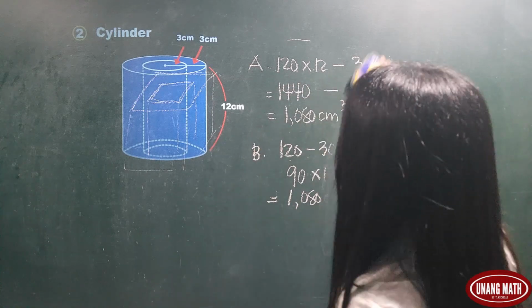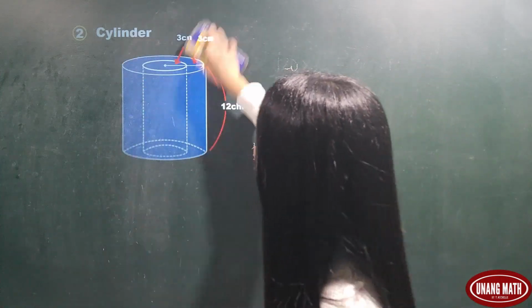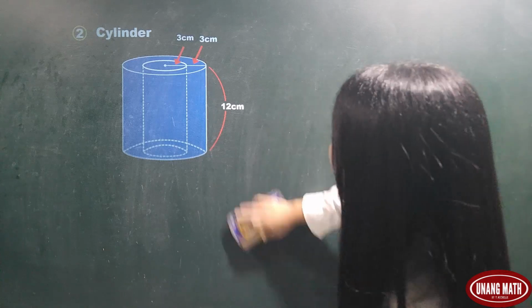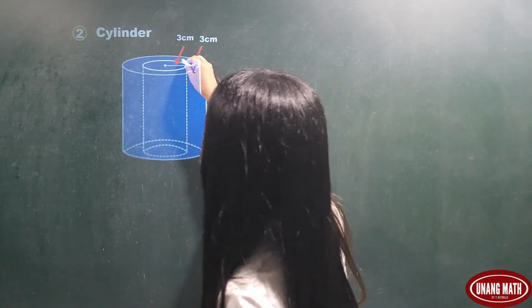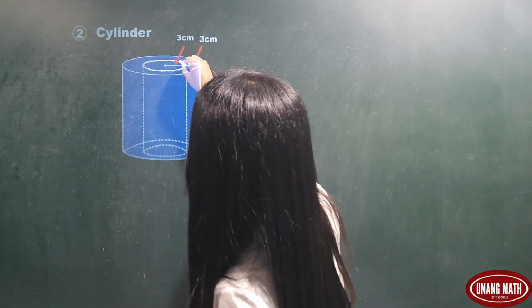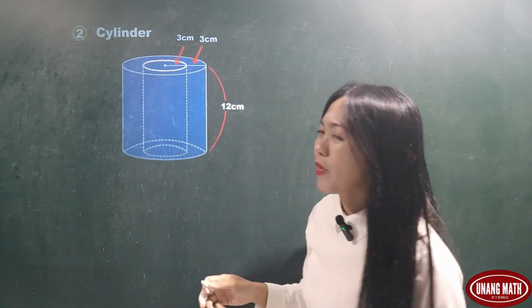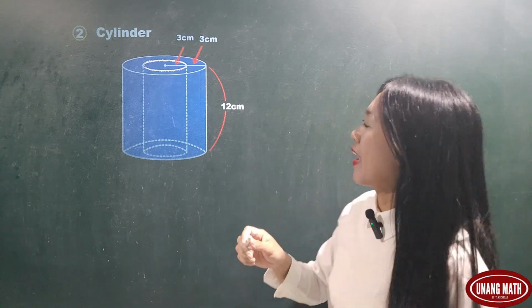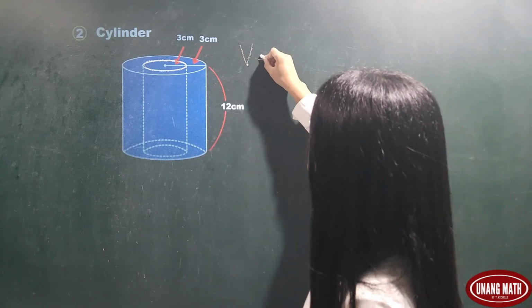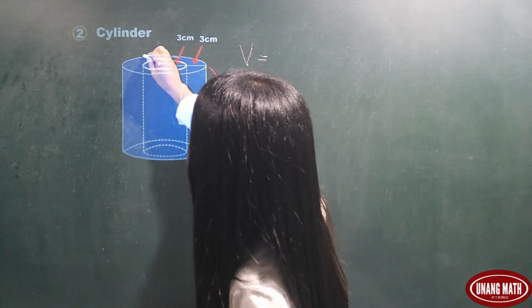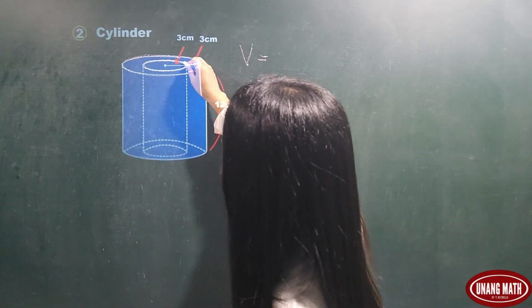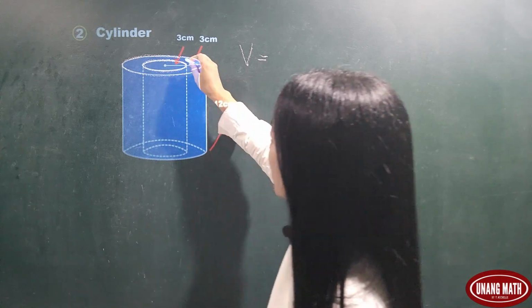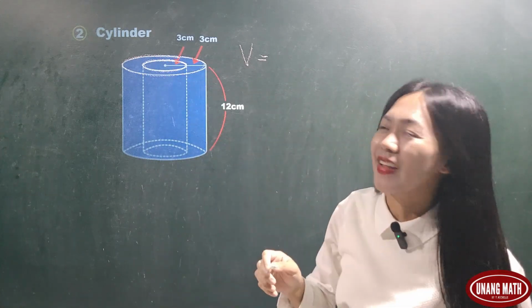Let's move on to the second figure. And this is a cylinder. Let's find the volume of this cylinder with a hole. Okay, in finding the volume of this cylinder with a hole, we will use the second way. So, the volume of this cylinder is the area of this bigger circle, minus the area of this smaller circle, times the height of this cylinder.